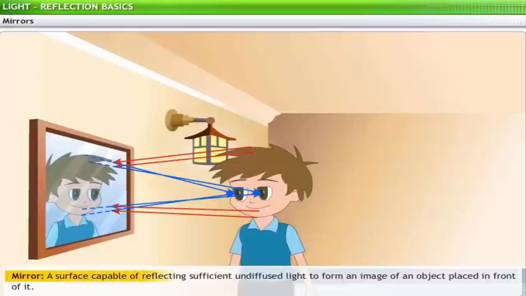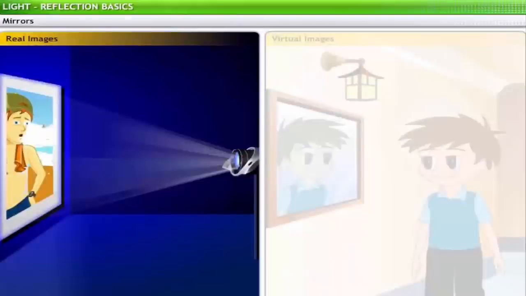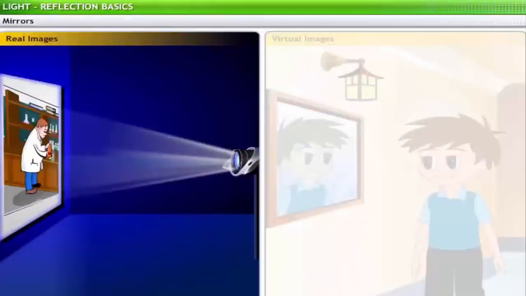A mirror is a surface capable of reflecting sufficient undiffused light to form a likeness of an object placed in front of it. The likeness showed by a mirror is called an image. There are two types of images.